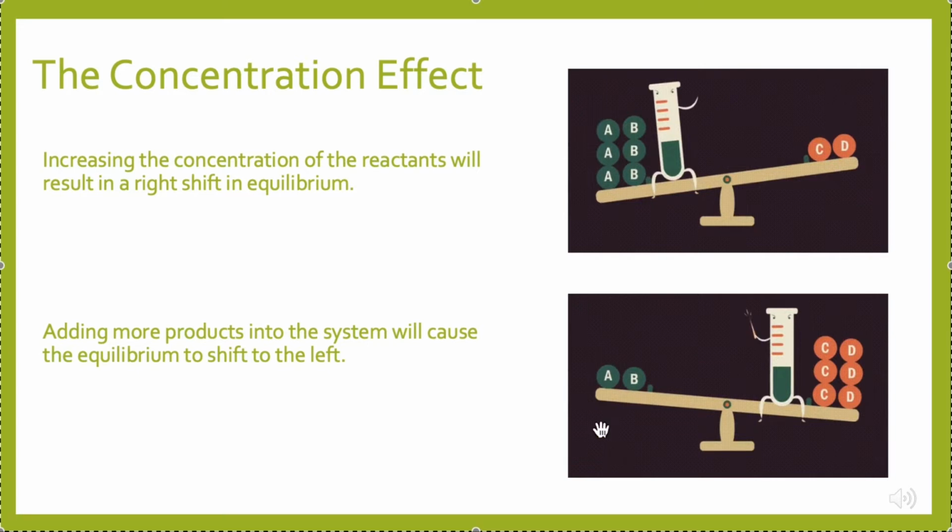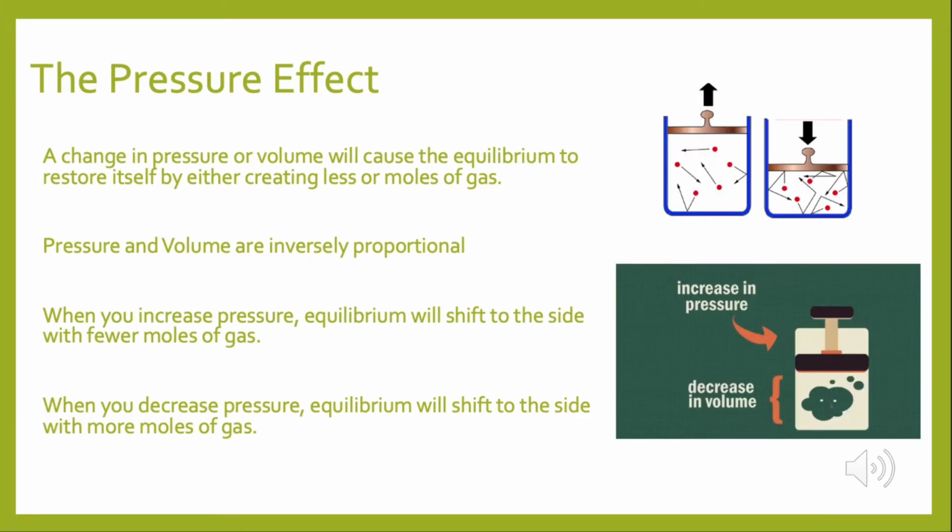Next, we have pressure. A change in pressure or volume will cause the equilibrium to restore itself by either creating more or less moles of gas, depending on the stress that is imposed on the system. Volume and pressure are inversely proportional. So, when you reduce volume, you are also increasing pressure, which will cause the equilibrium to shift to the side with fewer moles of gas present, because a smaller volume means that there's less available space, as you can see on the bottom image on the screen.